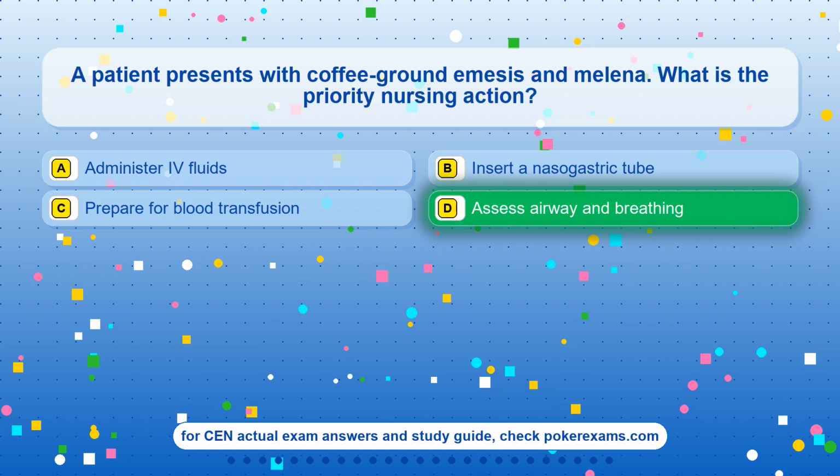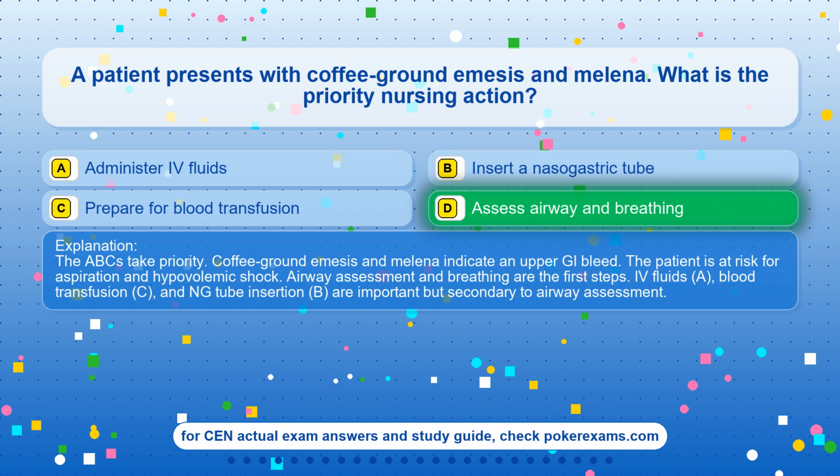The correct answer is option D. Assess airway and breathing. The ABCs take priority. Coffee-ground emesis and melena indicate an upper GI bleed. The patient is at risk for aspiration and hypovolemic shock. Airway assessment and breathing are the first steps. IV fluids, A, blood transfusion, C, and NG tube insertion, B, are important but secondary to airway assessment.